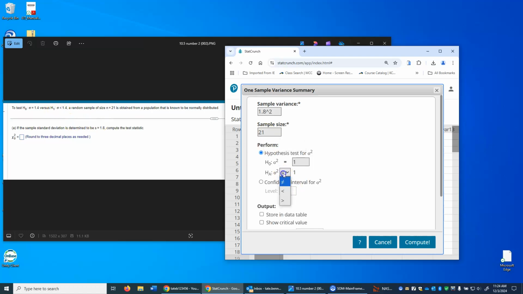It's a left-tailed test, so we need to select that. And this, again, this is standard deviation, and we're talking about variance here, standard deviation squared. So we need to go 1.4 squared. So you could type that in your calculator, put that number, or you can just put it this way, and StatCrunch will square it for you.